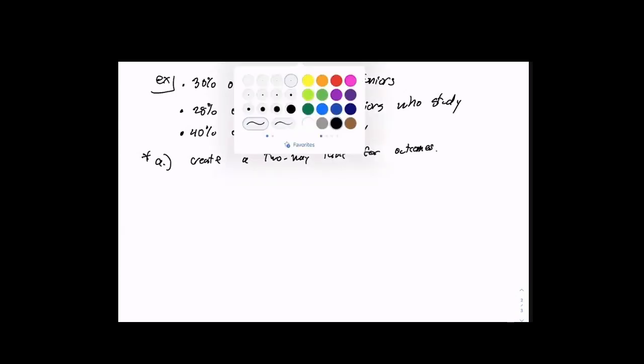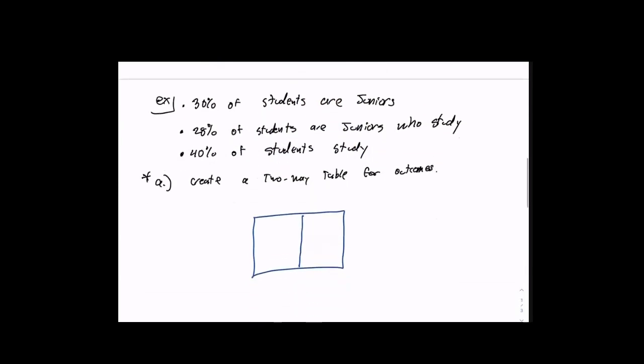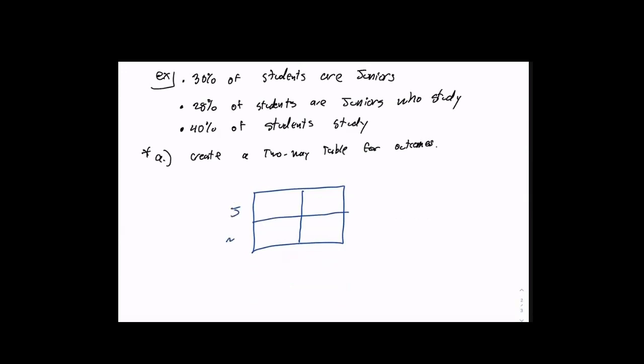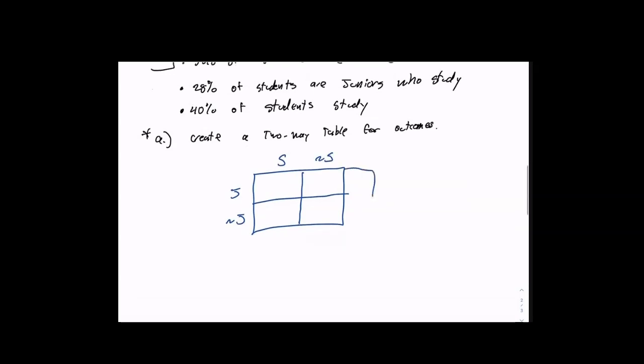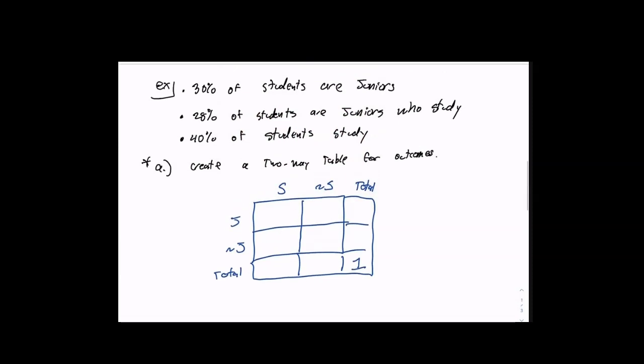So we want to create a table for the outcomes. I'm going to make my table, and I have that the students are either a junior or not a junior, and they either study or they don't study. I also have the totals, and I know this box is 1. Now we're going to take the information that we find here, and this isn't always the case, but the 3 pieces of information here are 3 of the values that go inside those 8 boxes that are missing. So the first one is 30% of students are juniors. Where does that go?